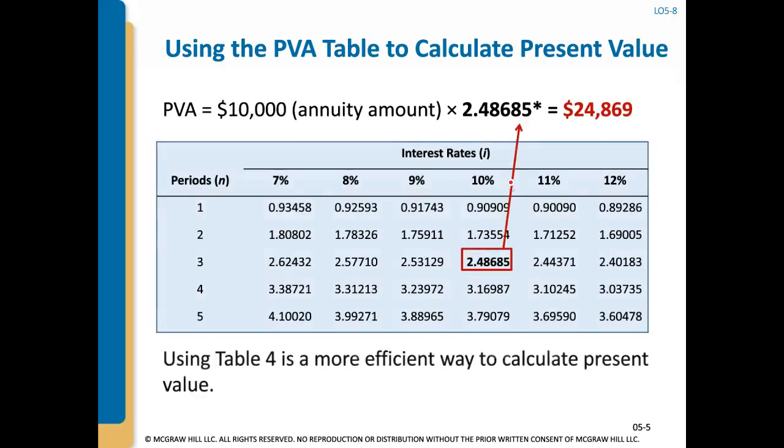So just like the future value of an ordinary annuity, we also have present value of an ordinary annuity factor tables. And the way we do it is we take our installment payment, which in our situation is $10,000.